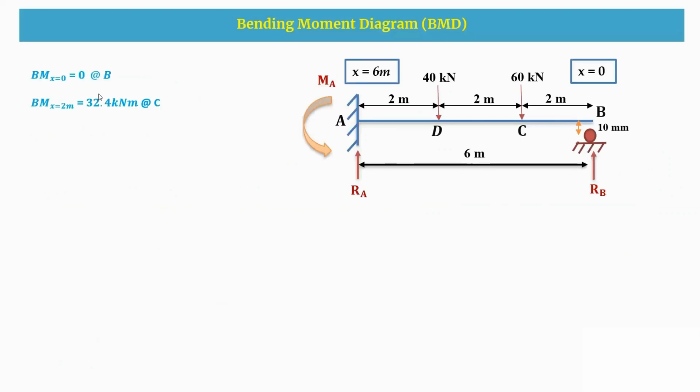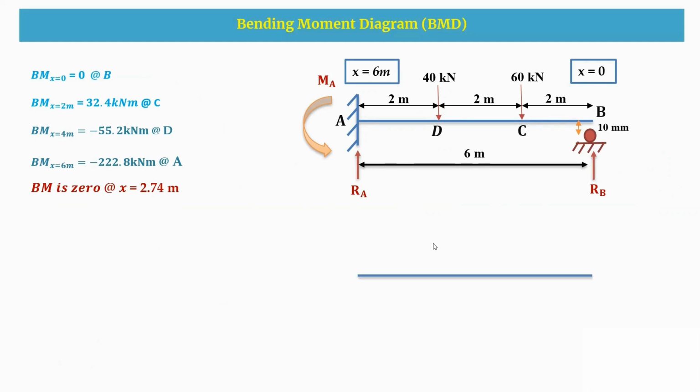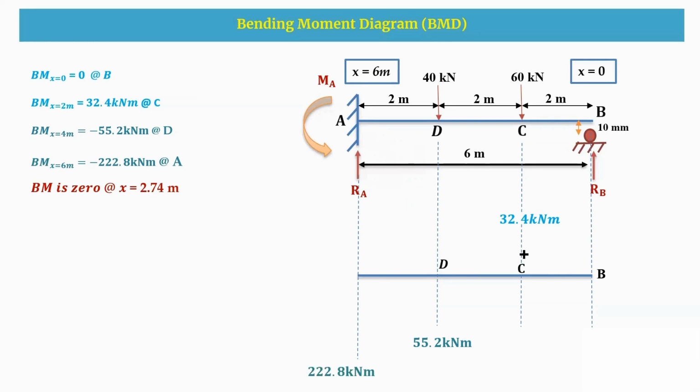So these are the bending moment values at different points B, C, D, and A. And this is where the bending moment is 0. Now I'm going to draw a beam. At B, I'm having a bending moment 0. And at C, it is a positive 32.4 kilonewton meter. And at D, I'm having 55.2 kilonewton meter, which is negative. And at A also, I'm having 222.8 kilonewton meter, which is a negative value.